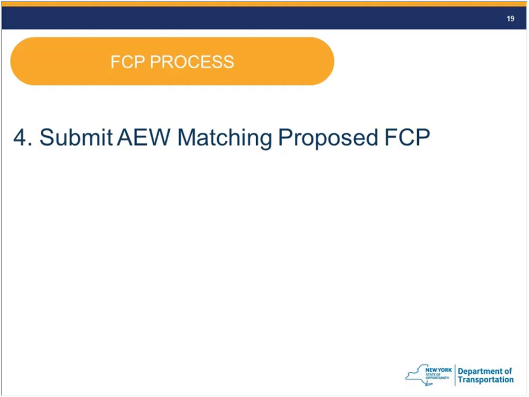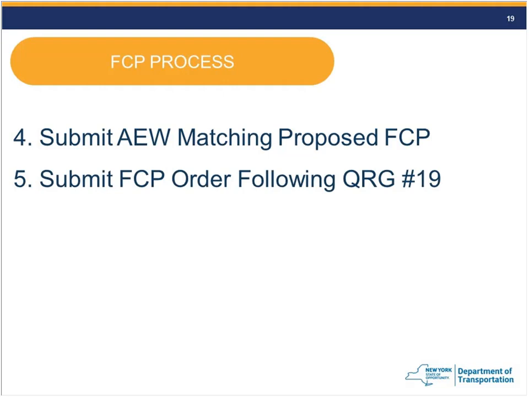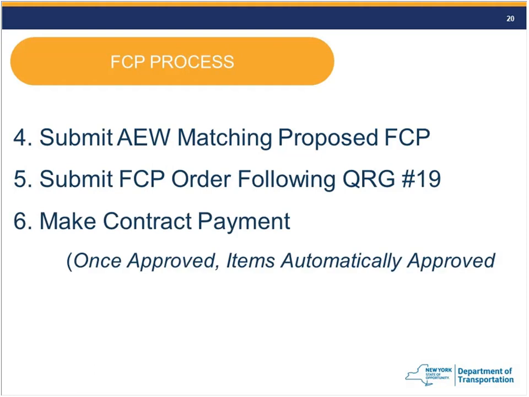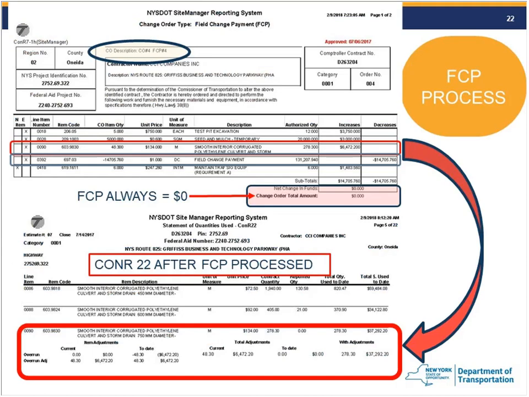Okay, so we can submit an AEW matching the proposed FCP if needed. If we've already got it, then we don't need to do that step. Submit the FCP order following QRG number 19. We're going to show you where the QRGs are in a second if you don't know where they are, but there's a QRG telling you exactly how to do the site manager side. And then the last thing is make the contract payment. Once the FCP is approved, the items automatically are approved for payment in your next estimate. And we've got a screenshot in the office engineer manual that shows what this looks like.